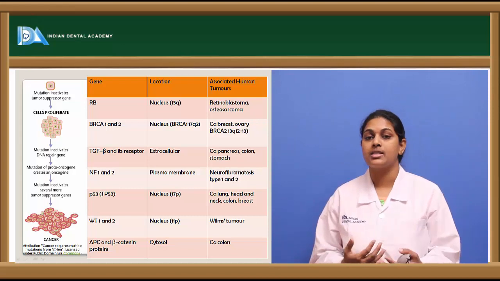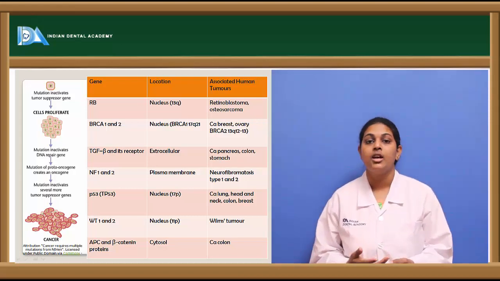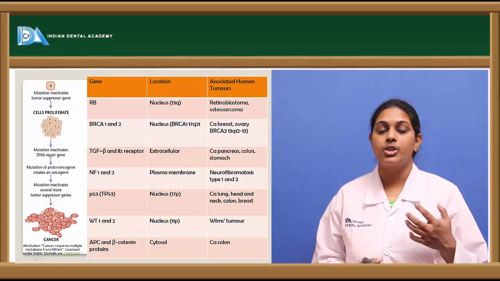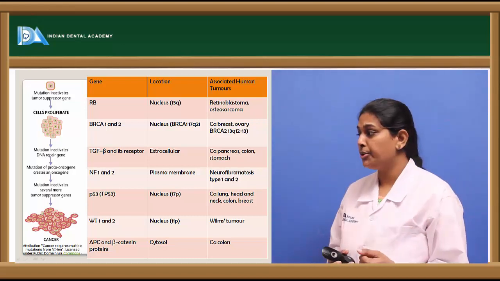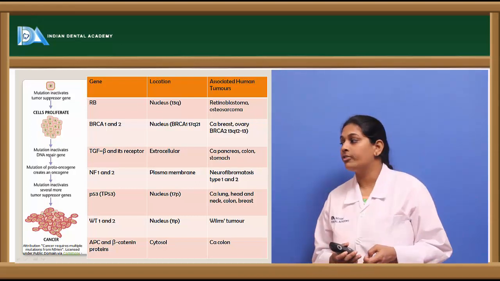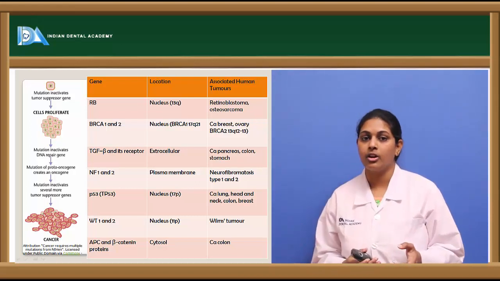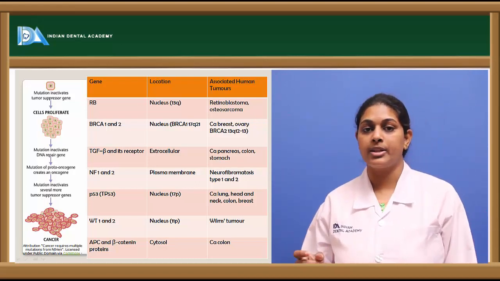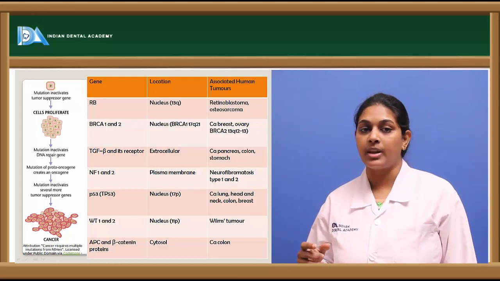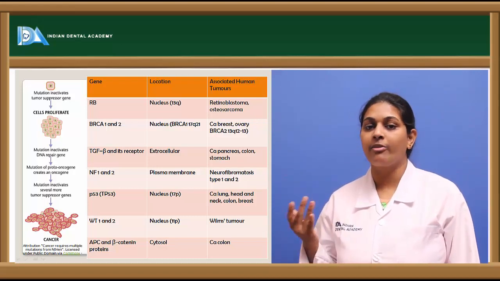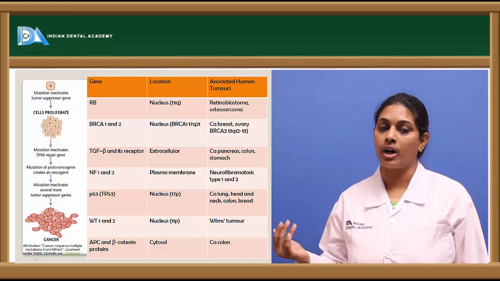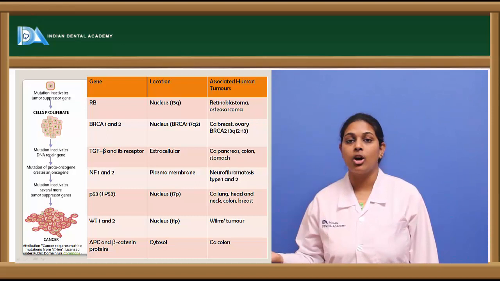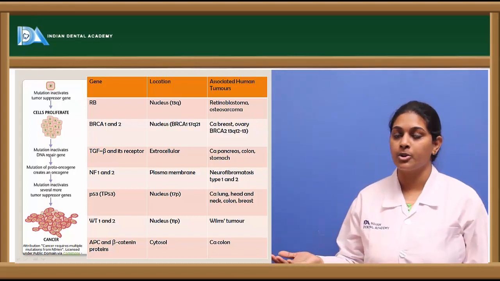Coming to the few most important tumor suppressor genes. First is the Retinoblastoma gene. It was the first identified tumor suppressor gene. It is located in the nucleus, on the long arm of chromosome 13. The long arm is abbreviated as the Q arm, and the short arm is abbreviated as the P arm. P means petit arm, that is the short arm, and Q follows P in the alphabet, so it is known as the long arm. So the Retinoblastoma gene is on the long arm of chromosome 13.